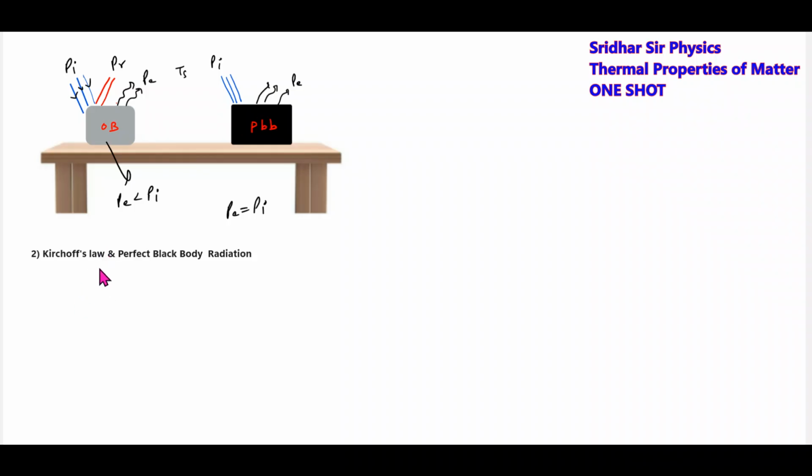So what is Kirchhoff's law? The ratio of the emissive power to the absorptive power of an ordinary body is equal to the emissive power of the perfect black body. What is the absorptive power of the perfect black body? 1. What is the absorptive power of ordinary bodies? Less than 1 at a given temperature. So who is a good absorber? The perfect black body. Who is a good emitter? The perfect black body. All our discussion will be about the perfect black body only.